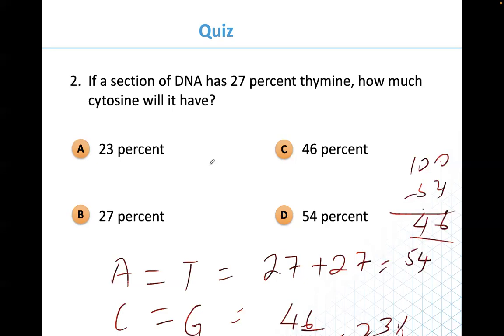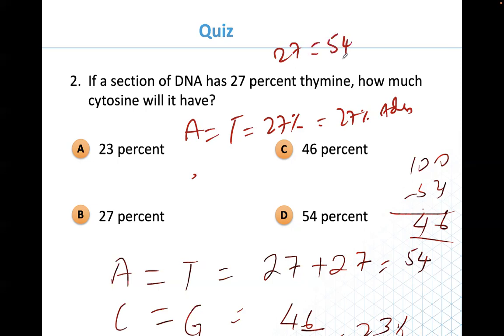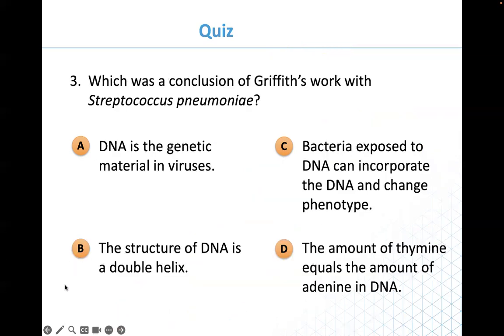So if a section of the DNA has 27% thymine, since we say A is equal to T, then 27% of thymine will be equal to 27% of adenine here. So how much is going to be cytosine? If you sum these two together, it's going to give you 54. So the remaining out of 100 is going to be 46. Out of this 46, half is going to be for cytosine and half for guanine. If you divide this into two, it gives you 23%. So this is why your answer is most likely going to be B.